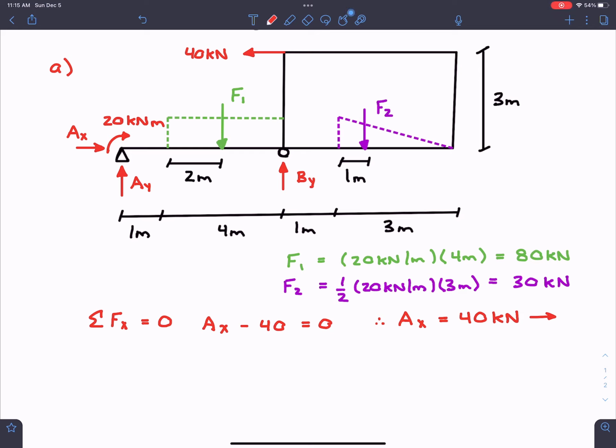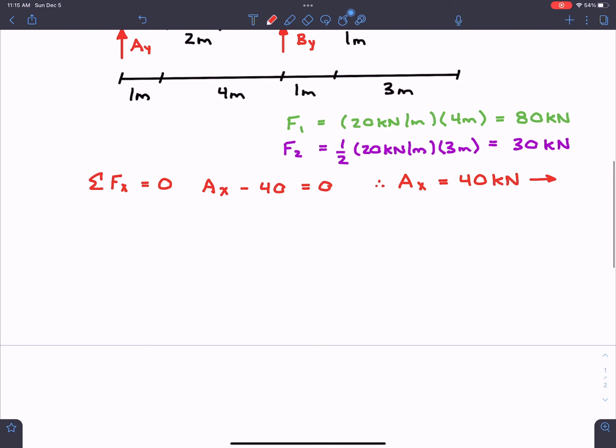If we take the summation of moments at point A, well, Ay cancels. Or it doesn't really cancel, it creates no moment. So our only unknown in that equation would actually be By. So I'm going to come down here, I'm going to say, okay, the sum of the moments around point A must be equal to 0.